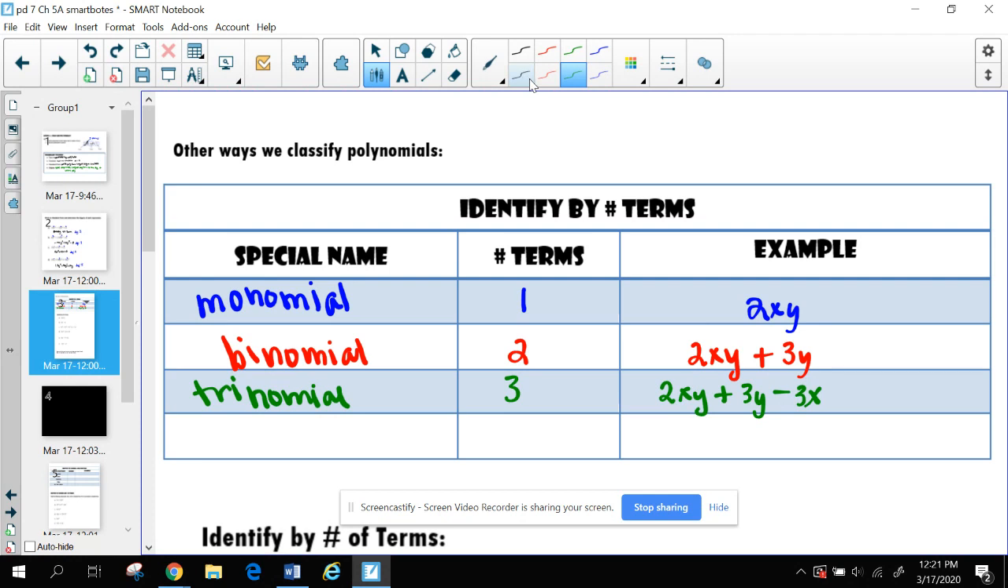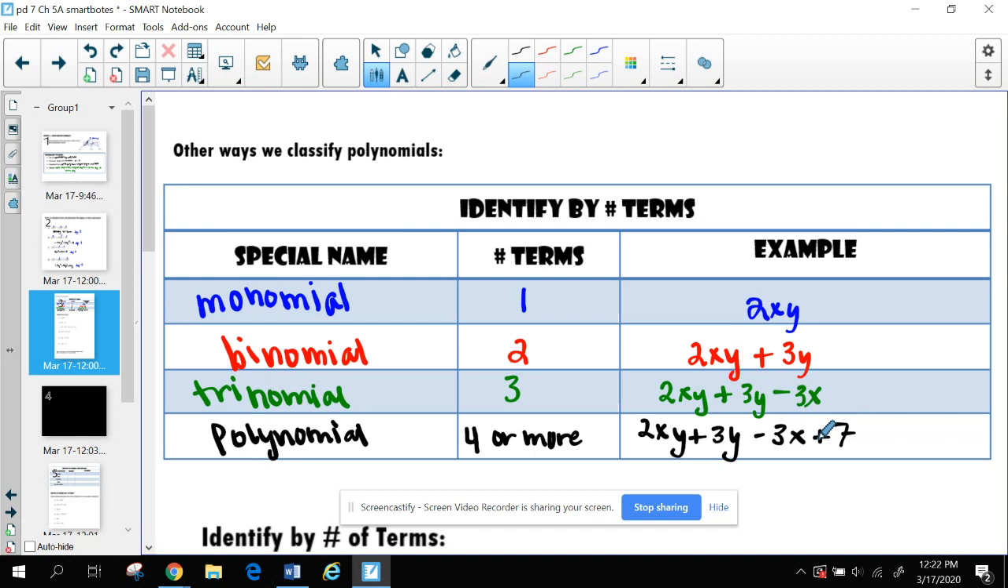And our last one is called a polynomial. So it's that overarching name that we've already talked about a little bit. And a polynomial is going to be 4 or more terms. So if I stick with my example here, I just need to add some sort of a constant or something behind it.